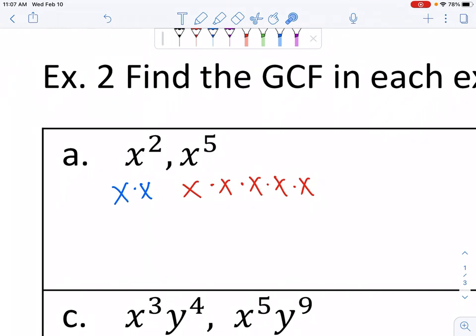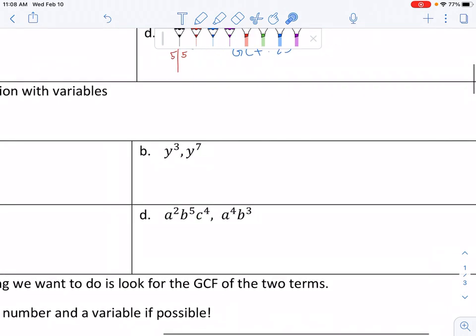So the greatest common factor would be how many x's can I take? What's the max amount of x's that I can take from both the red and the blue that I have listed there? And the max amount that I can take is 2. I can take 2 away from both of these groups. I can't take any more than 2 because my blue group doesn't have enough to give. My blue group can only give 2. So here, my greatest common factor is x to the second power, because that's the most amount I can take from both. That's the most amount they have in common.